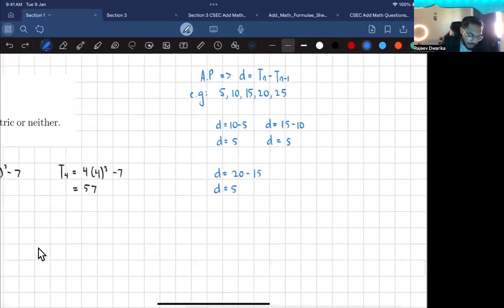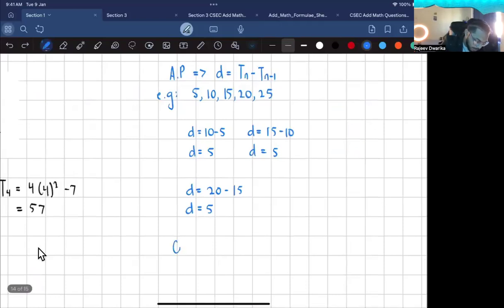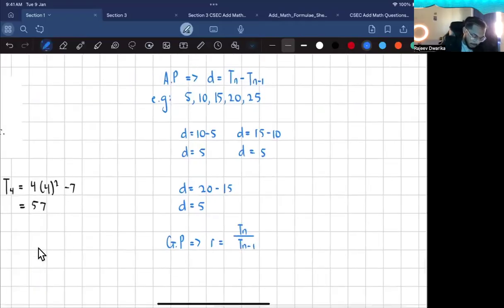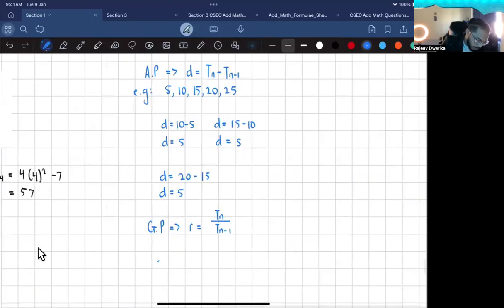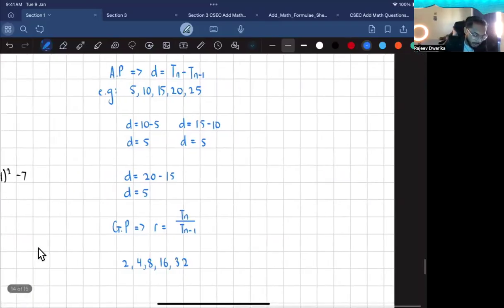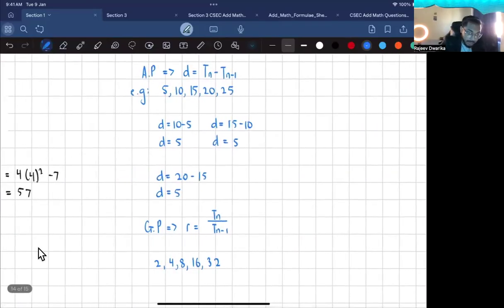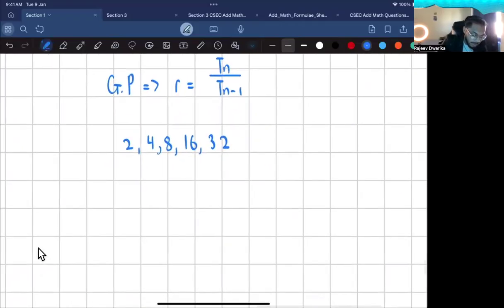Now, if something is a GP, let me show you how that'll be related. This is an example of a GP. GPs have common ratios, right? The common ratio is found by taking the next term and dividing it by the previous term. So an example of a GP is 2, 4, 8, 16, 32. So Javon, if we want to check if it's a GP, you have to take the second term divided by the first term, and so on and so forth.